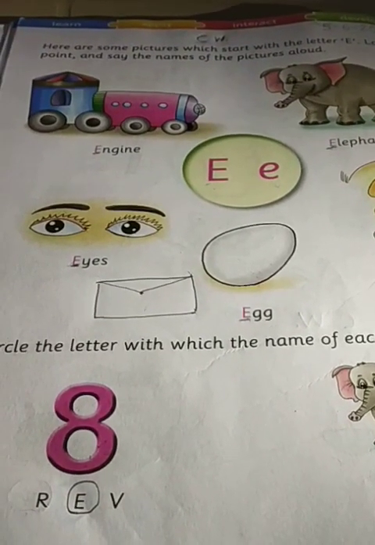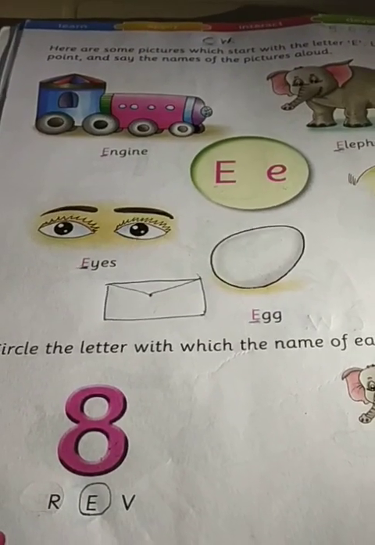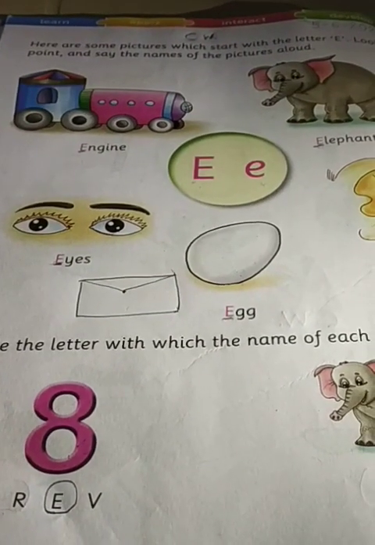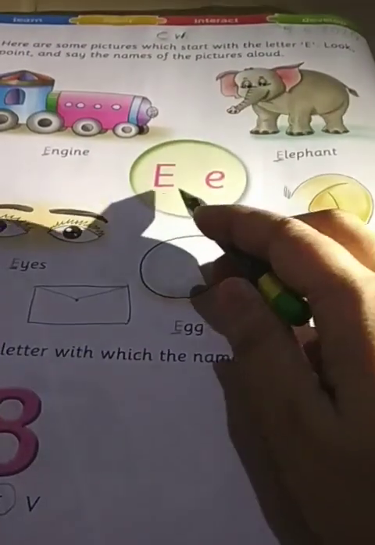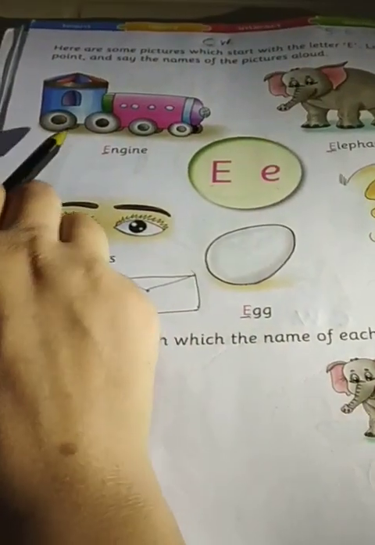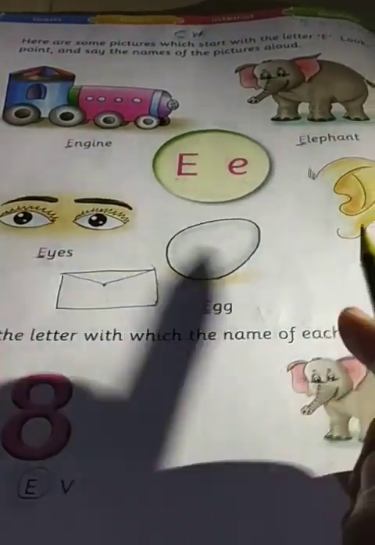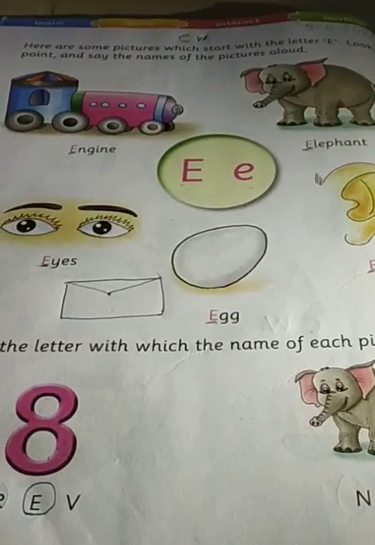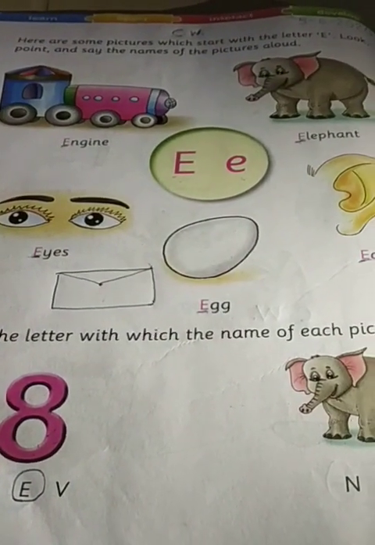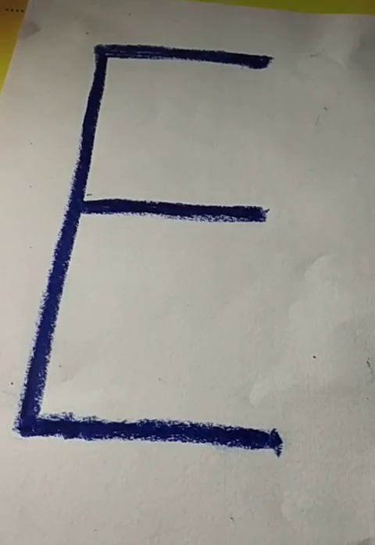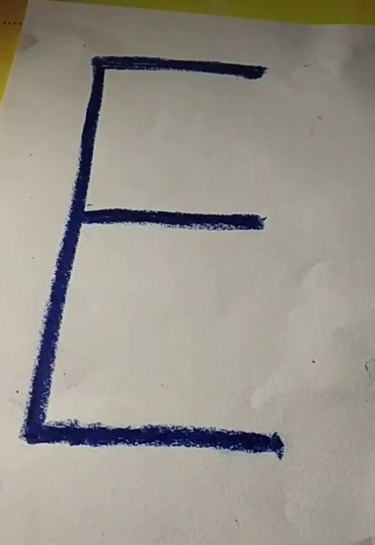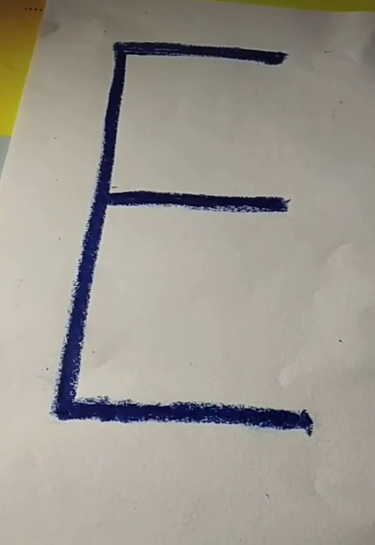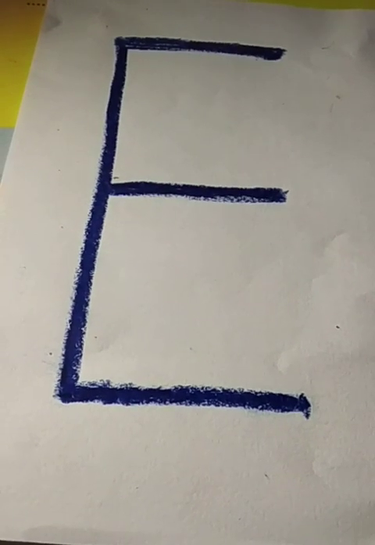In the first part of today's video, we have learned about the name of the pictures that begin with letter E. We have seen that these are the pictures that begin with letter E. And in this part, we are going to write letter E. So let's just begin. So students, before starting the writing work in the books and the copy, first of all, I wish to show you how we can make letter E.